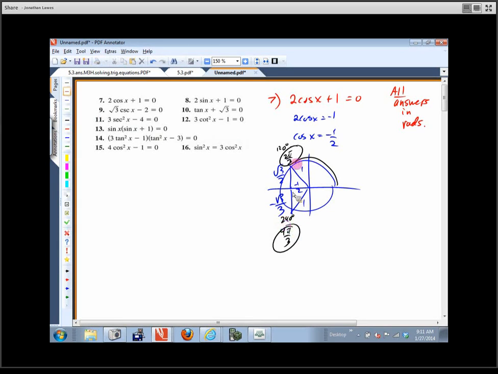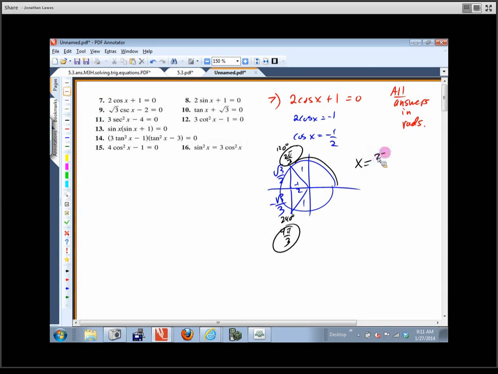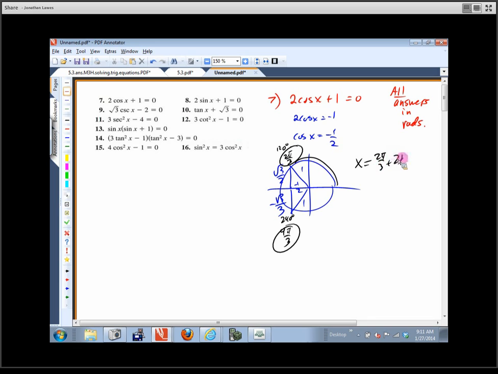Nope. We have to acknowledge the fact that we can go around the circle again and again and again. So that's going to be 2 pi thirds plus 2k pi. And the other answer set's going to be 4 pi thirds plus 2k pi. There we go. Raise your hand if you got that right. All on your own. Very good. Okay. All right, any questions there?